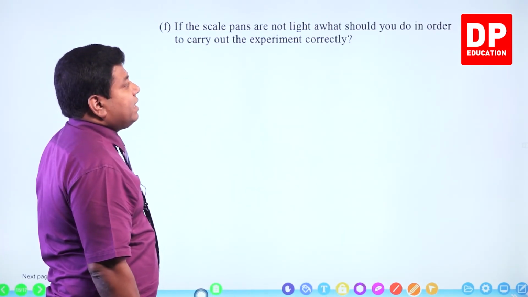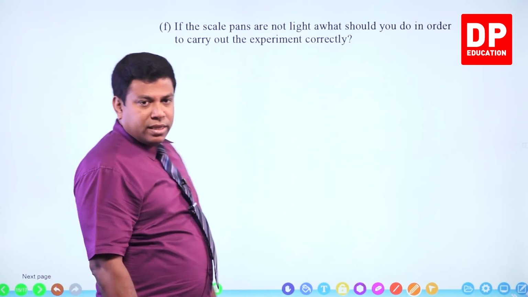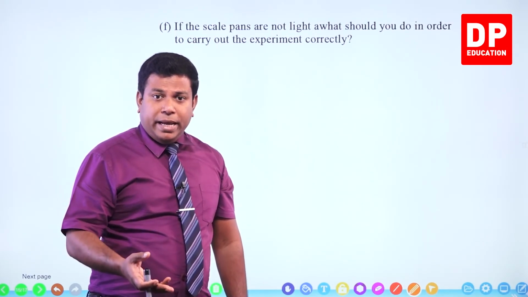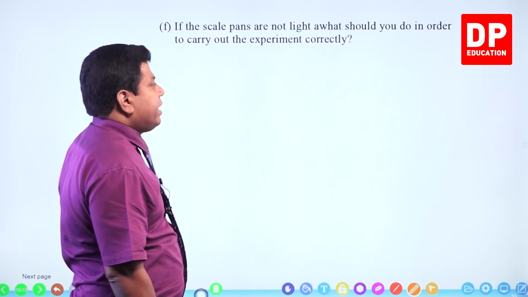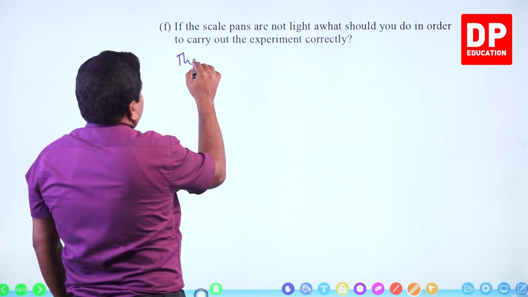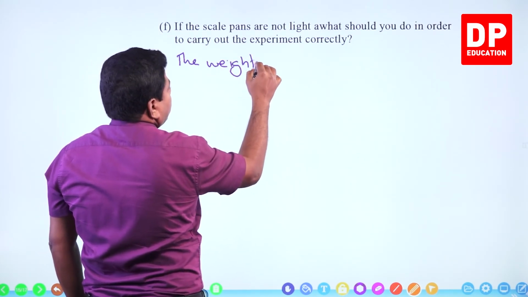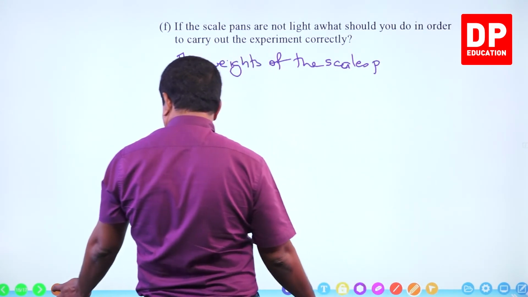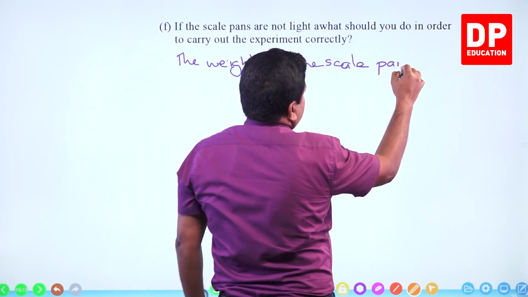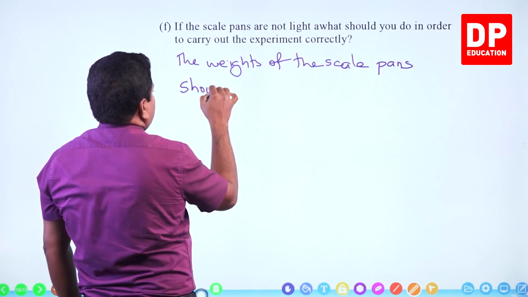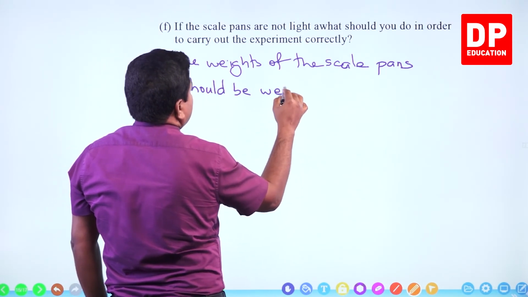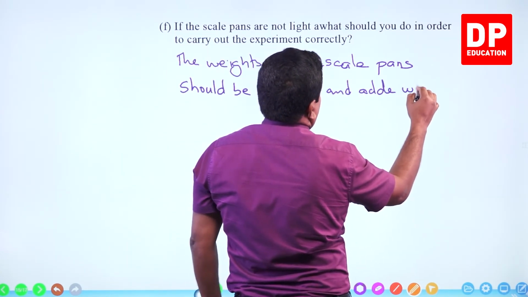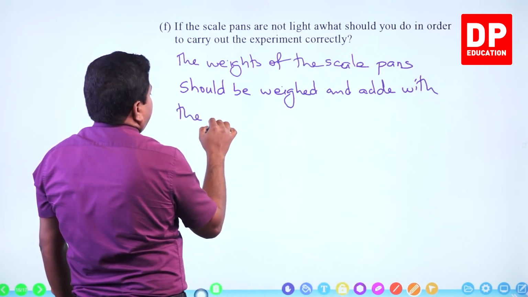If the scale pans are not light, what should you do in order to carry out the experiment? Then the scale pan also should be weighed. The weight of the scale pan should be added to the weights that are in the scale pans. The weights of the scale pans should be weighed and added with the respective weights.